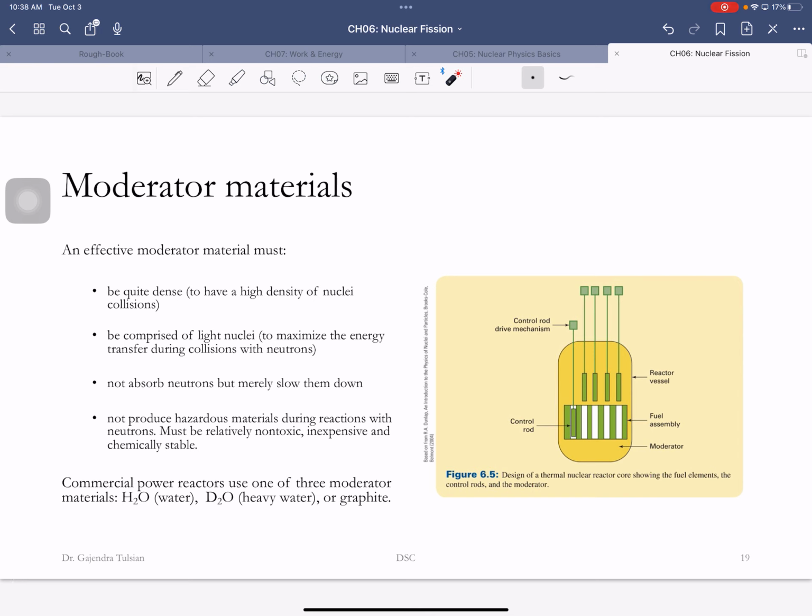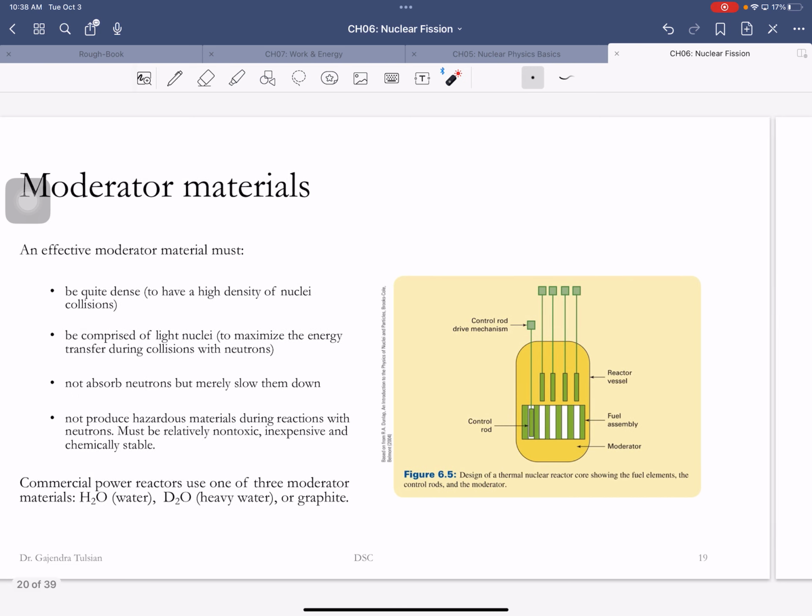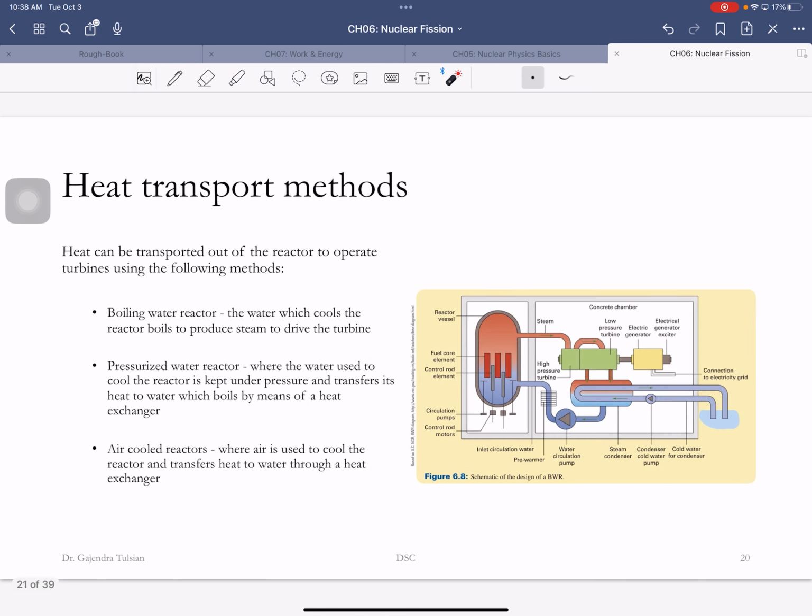So moderator material, these guys are slowing down neutrons. Commercial power reactors use one of 3 moderators: water, heavy water, or graphite. What is graphite? What's in your pencil? Yep, very good. It's what's in your pencil.